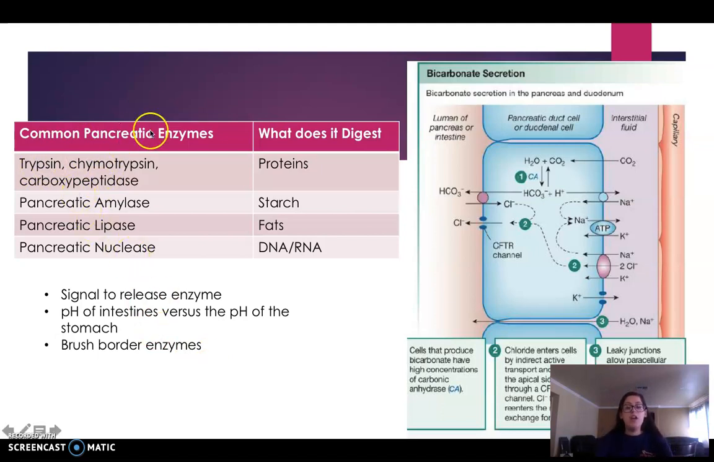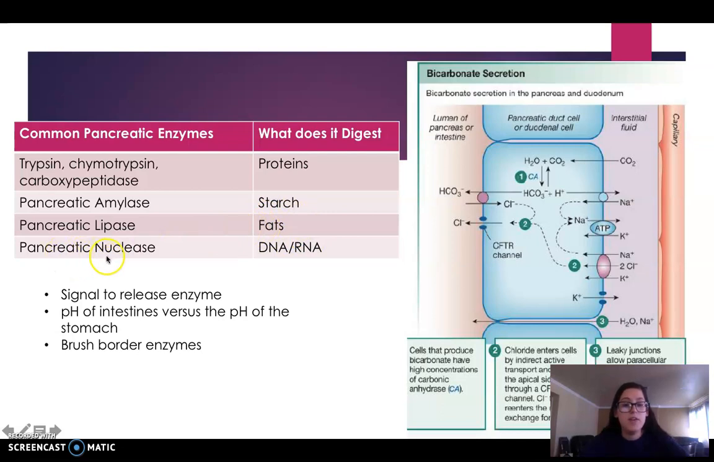We have, though, a lot of pancreatic enzymes that are able to digest all of the major macromolecules of our food and what we eat. So we have all of these trypsin, chymotrypsin, and carboxypeptidase that can digest proteins into their smaller building blocks. We have pancreatic amylase, similar to salivary amylase in our saliva, that can digest starch and carbohydrates into its building blocks, into maltose and glucose. And we have pancreatic lipase, which can digest our fats, our lipids, into their monoglyceride and fatty acid components.